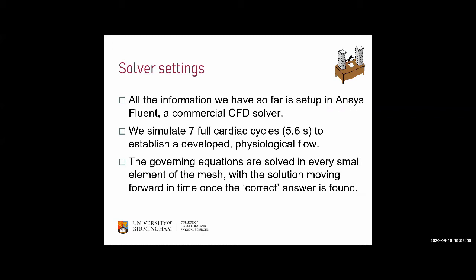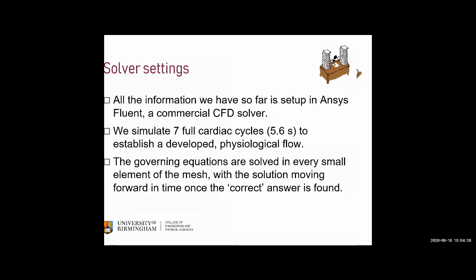And then we take, as the next step, all of that information that we have and take it to our solver, which is going to do all of the annoying maths for us. In our case, we're going to simulate 7 heartbeat cycles of that velocity waveform that you saw to try and allow completely physiological flow to develop. So we're going to give it a lot of cycles to hopefully establish what will be normal heartbeat rhythm. And we're going to solve our mesh with our equations as we described before.